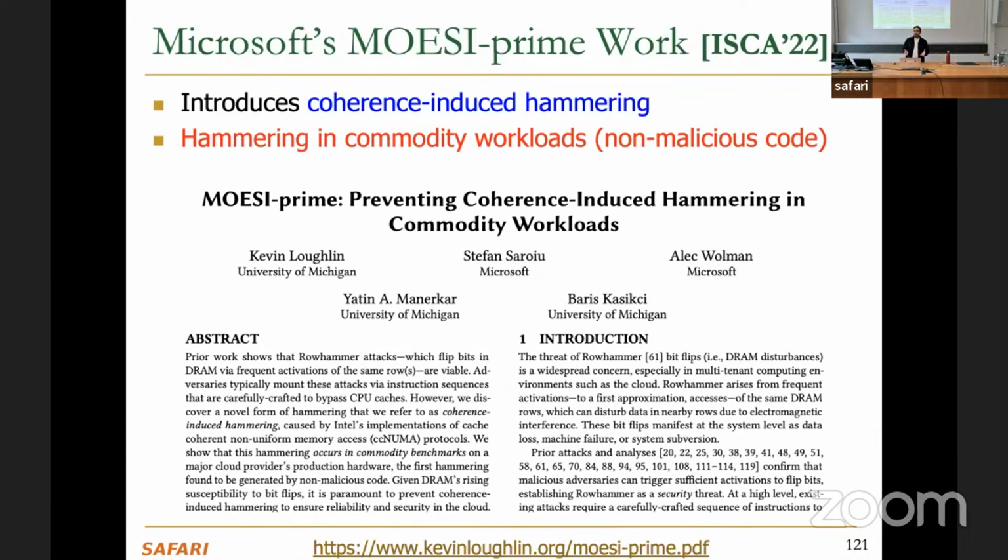Another very interesting work, and I really appreciate this work actually, is called Moesi Prime. In this work, the authors went to Microsoft servers and looked at the workloads' access patterns to memory. It is a huge, rigorous analysis of snooping what is going on in the DRAM communication, right?